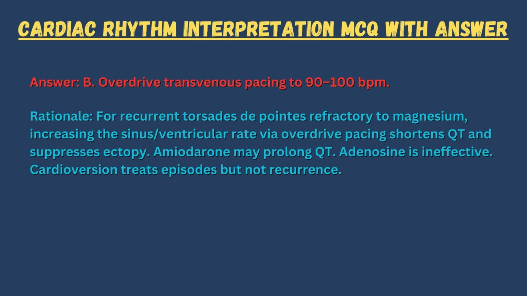Answer: B. Overdrive transvenous pacing to 90 to 100 BPM. Rationale: for recurrent torsades de pointes refractory to magnesium, increasing the sinus or ventricular rate via overdrive pacing shortens QT and suppresses ectopy. Amiodarone may prolong QT. Adenosine is ineffective. Cardioversion treats episodes but not recurrence.